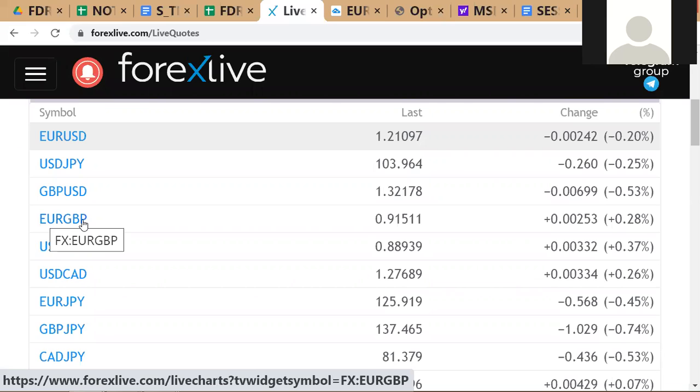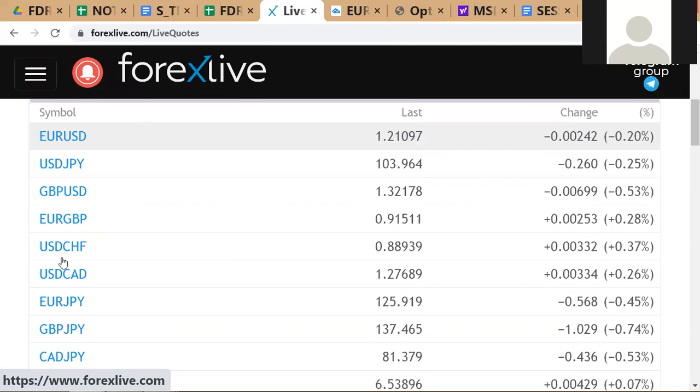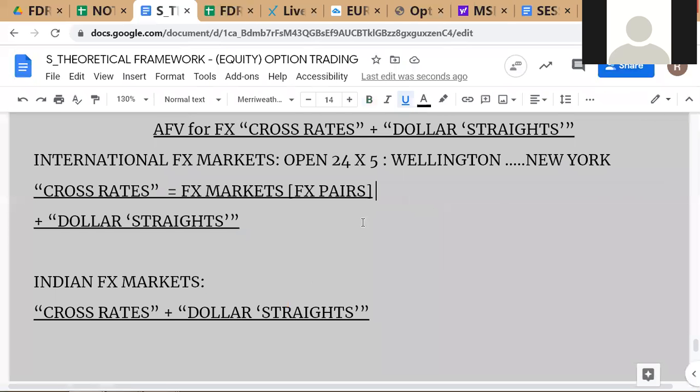Euro versus sterling, dollar versus Swiss franc, dollar versus Canadian, sterling versus yen, etc. Right? So that's why these are called FX pairs, because these are two currencies matched against each other. But every market is actually a pair based on the way we have defined markets.